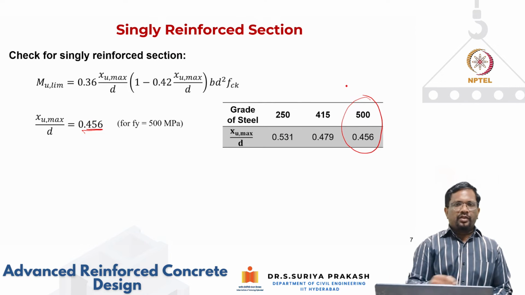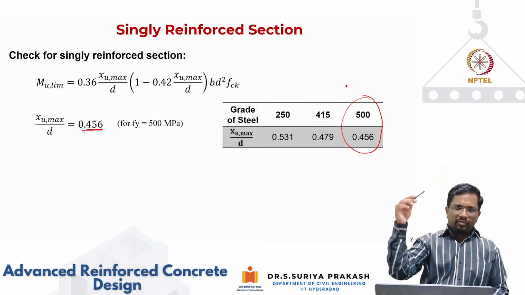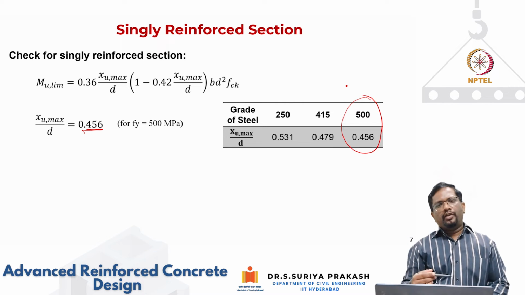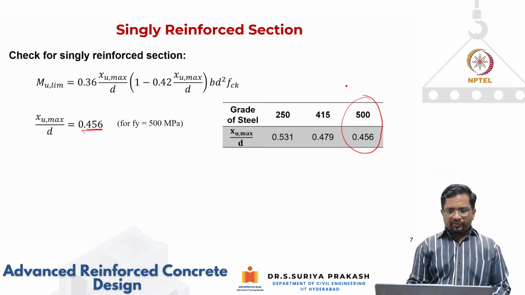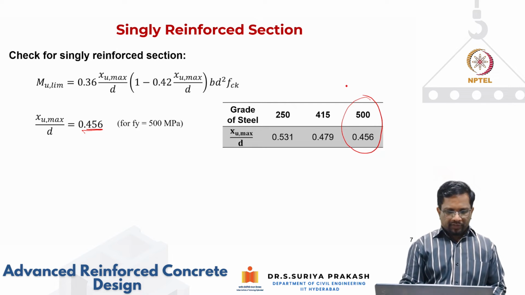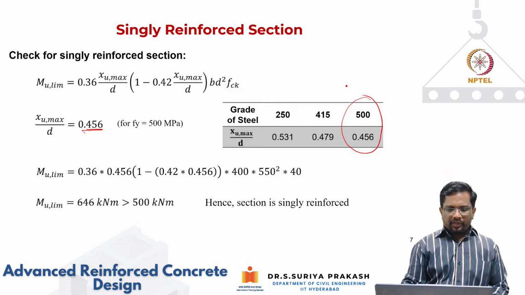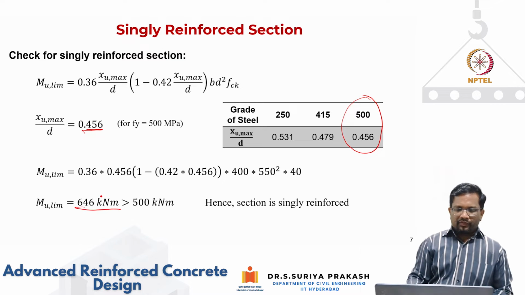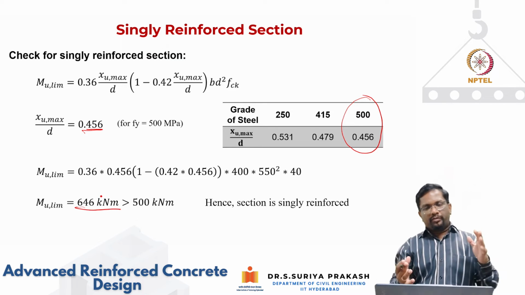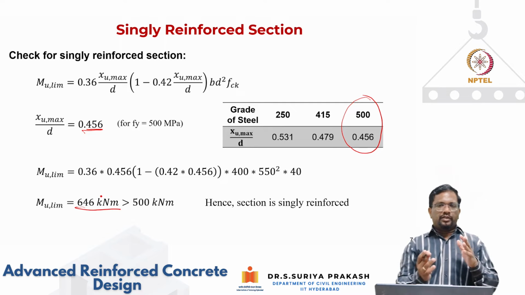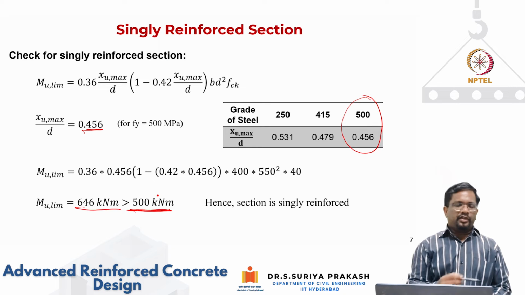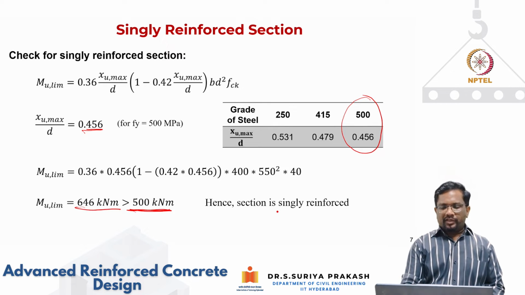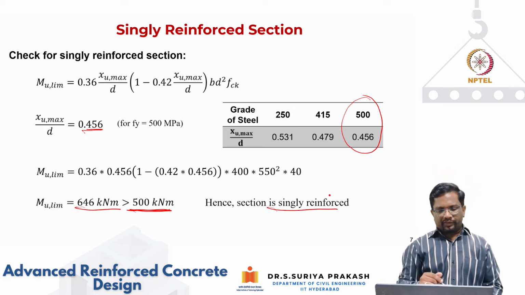You remember this is purely based on your strain condition of 0.0035 and the strain in the steel of 0.002 plus 0.87 fy by Es. If you do that, you get your Xu max by D for a particular grade of steel. So if you plug in these values, you get a value of 646 kilonewton meter as the maximum moment of resistance this section can offer, which is greater than the moment demand of 500 kilonewton meter. So the section can be designed as a singly reinforced section.